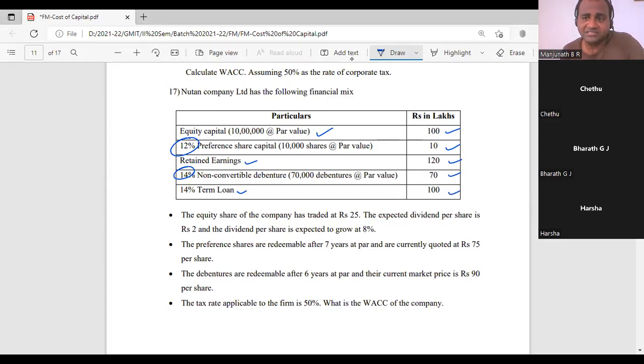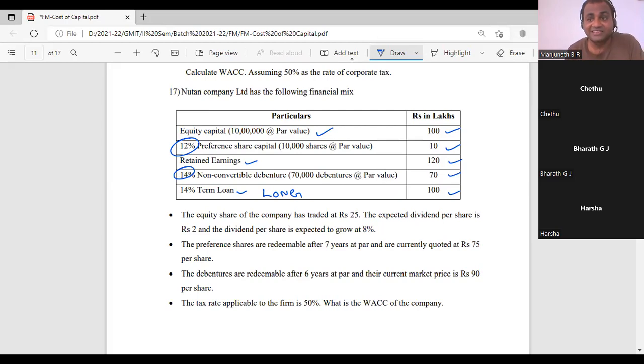The moment I started reading the term loan, I got the words 14% long-term loan. Remember one thing, a term loan is always long-term. When you calculate the WACC, you should consider only those items which are part of the long term and not the short term. Keep this in mind. Make a note somewhere, because I have seen many people make mistakes in the WACC calculation.